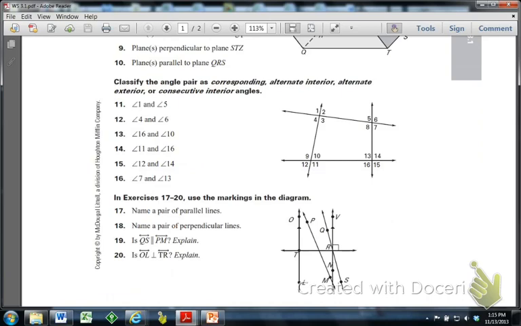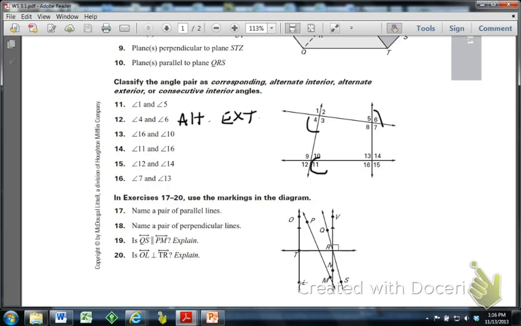All right, numbers 11 through 16. Classify the angle pairs as corresponding, alternate interior, alternate exterior, or consecutive interior. So angles 4 and 6. I'm going to take a look at 4 and 6, and here's 4 and here's 6. Those look like alternate exterior angles to me. Alternate exterior.